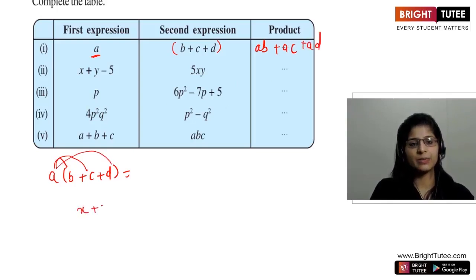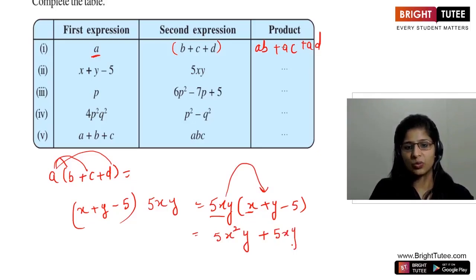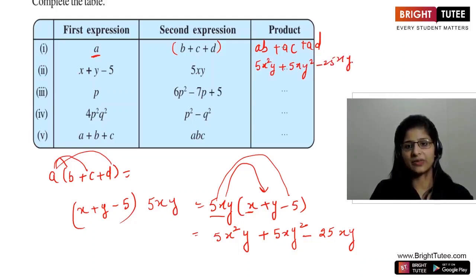The second is x plus y minus 5 and it is to be multiplied with 5xy. So we can write it as 5xy getting multiplied with x plus y minus 5. 5xy into x, 5x square y, plus 5xy multiplied with y, 5xy square. And then 5xy multiplied with minus 5, minus 25xy. So what is the answer that is to be placed here? 5x square y plus 5xy square minus 25xy.